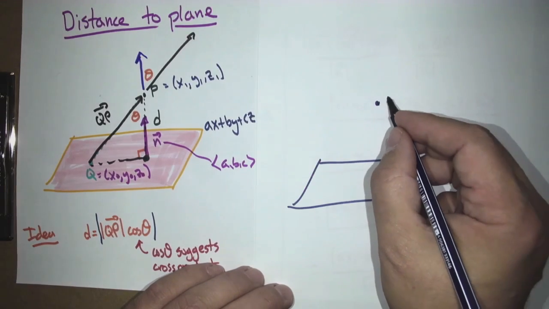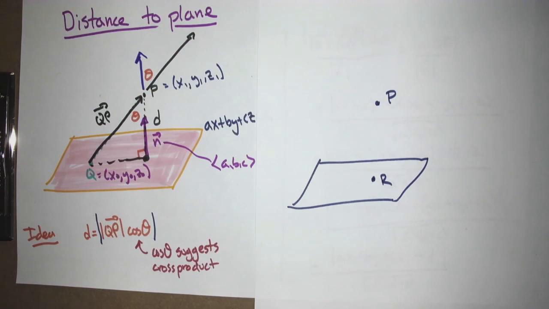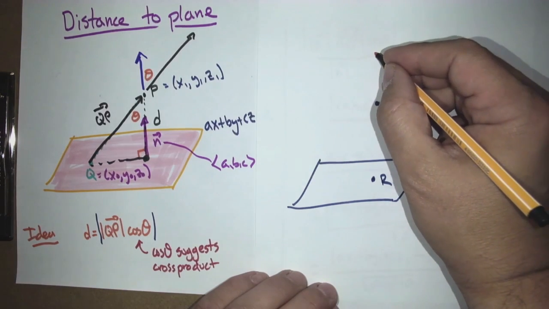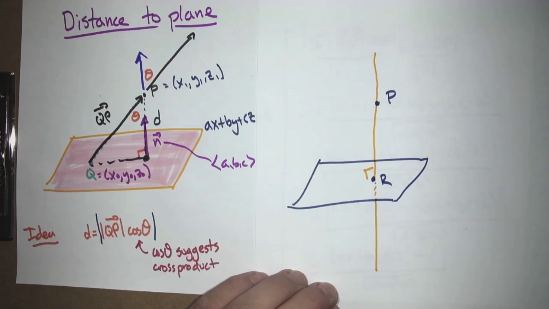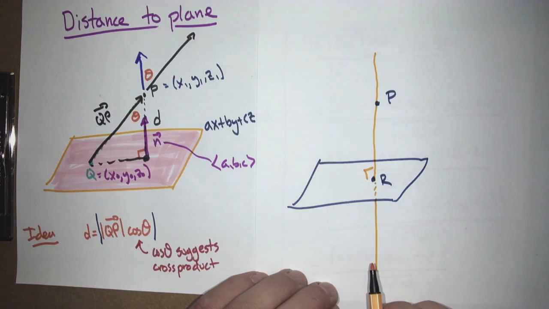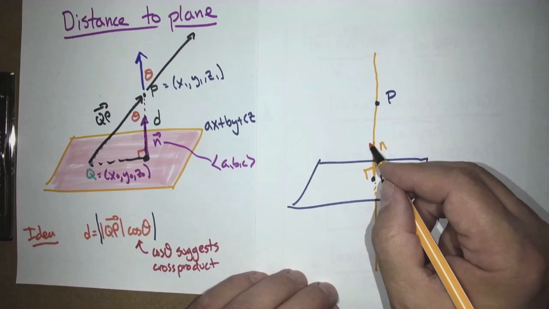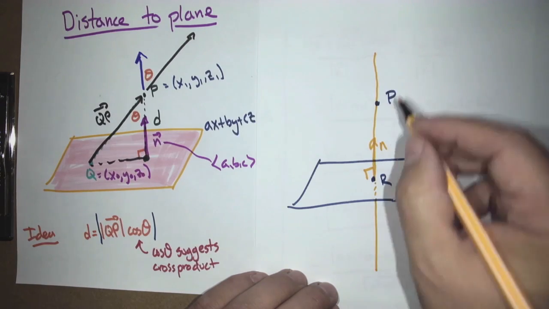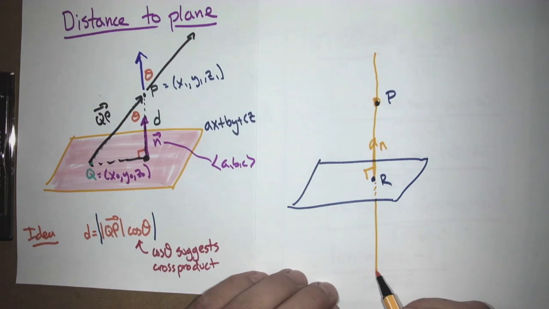So suppose I have a point P, and I want to find this point, R, which is the closest point. What can I do? What's true about this line? It's perpendicular. Do I know the direction arrow for this line? Yeah. The normal vector, which is normal to the plane, also is the direction vector of this line. I have a point and a direction. I can make the line.